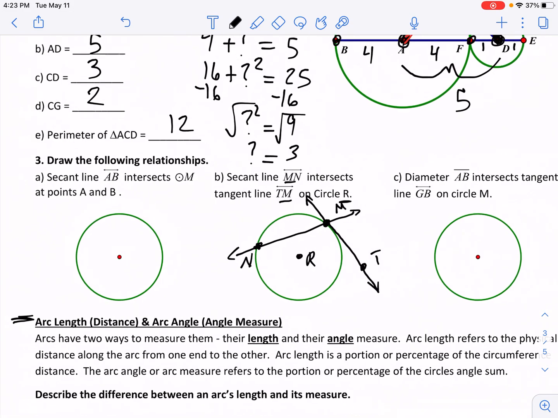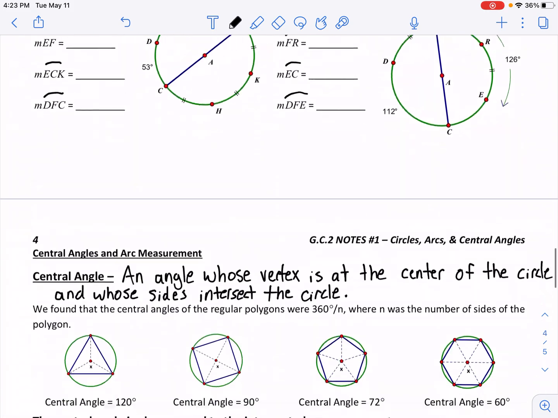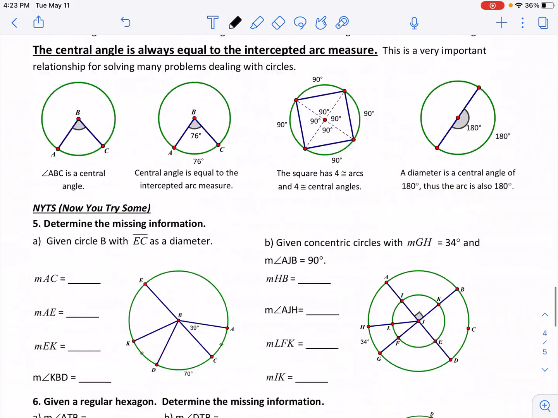Okay, so the last thing we're going to do in the next videos, we'll talk about the arc length, we'll talk about arc measure, and all of this in the next video. Okay?